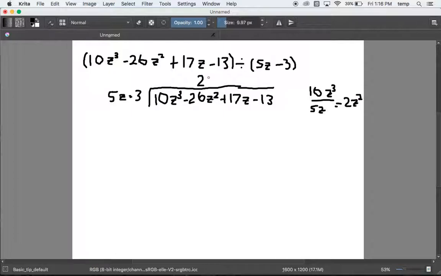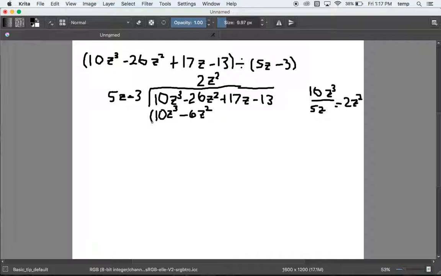Now we multiply this term by the two terms in our divisor here. So 2z squared times 5z is going to give us 10z cubed. And this is a minus 3, right? So we take 2z squared multiplied by negative 3. It's going to leave us with negative 6z squared.